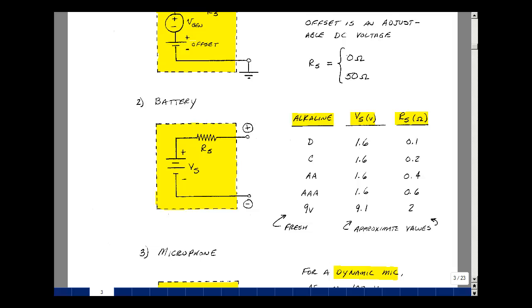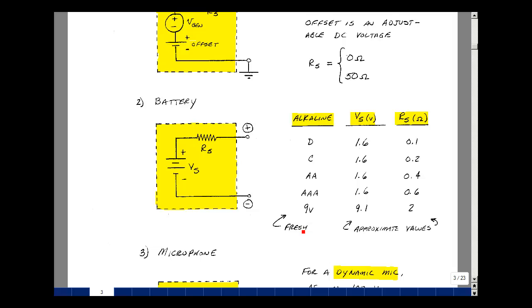Now the value of this resistance depends on the kind of battery that you have, the size of it. Usually the bigger it is, the smaller the value of R sub S is. So for an alkaline battery, a D-type cell, the value of the Thevenin voltage we'll call V sub S is about 1.6 volts, even though it's called a 1.5 volt battery. For that type of cell, that's roughly its fully charged voltage. And the resistance is about 100 milliohms. But as the battery gets smaller, the value of the resistance gets larger. We don't have as many paths for current to flow.